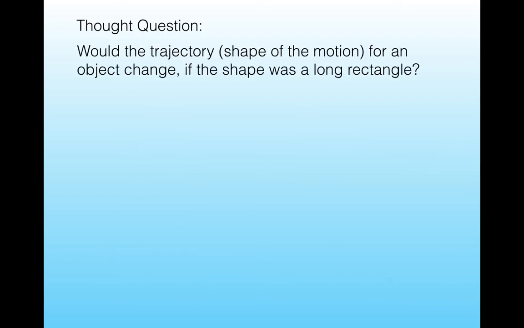So let's start with a thought question. How would the trajectory, which is the shape of the motion, so we're talking about kinematics, change if the object's shape was a long rectangle? Most of the time we think about a basketball going through the air, but what if instead we threw a book in the air, which is a rectangle? How would the shape of that change?